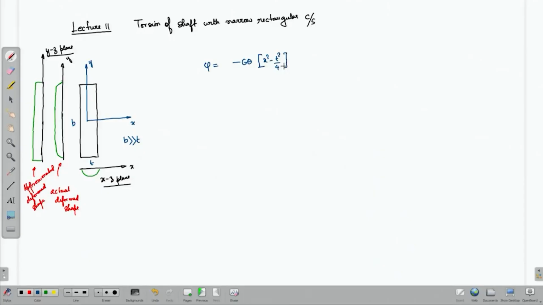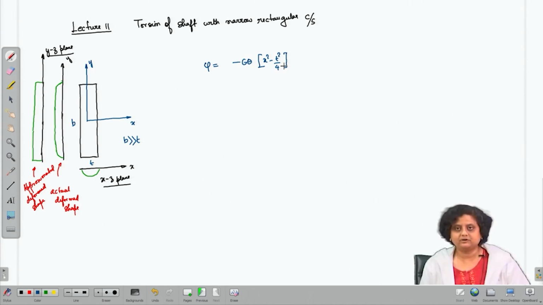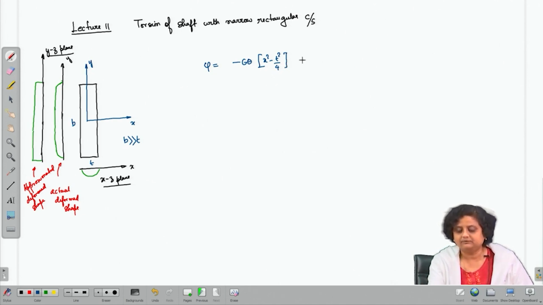Hello, welcome back. We will continue with the torsion of shaft with thin rectangular cross section. In the last lecture, we have found out that the Prandtl stress function can be very well approximated by slightly approximating the deformed shape of the analogous membrane, whereby the approximated deformed shape does not depend on coordinate y and is constant throughout the y. With this assumption, we have found out the Prandtl stress function of this form.